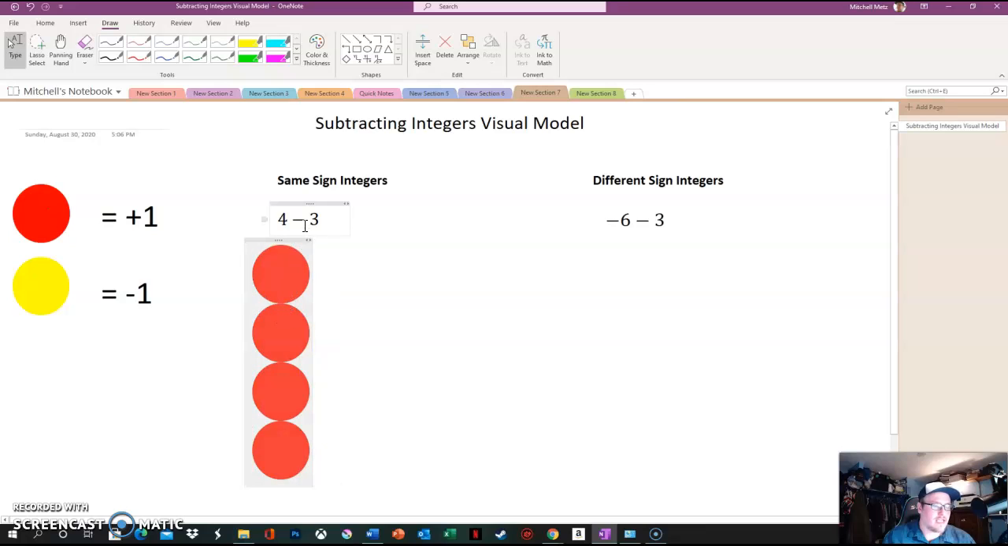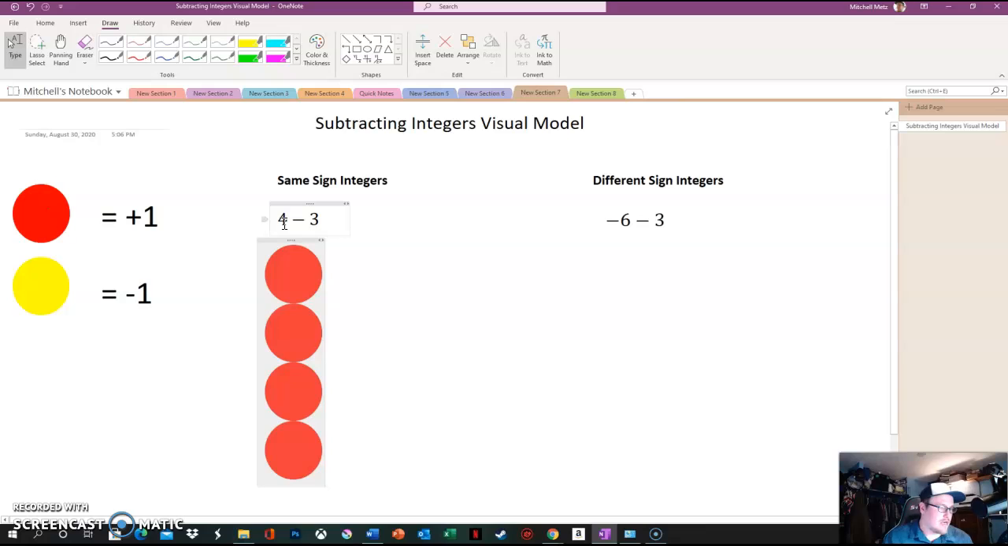So if you notice, this is the same as the last one, but instead of starting with yellow circles, I'm starting with red circles, because I start with my first number, which is a positive number. So now I'm going to cross out the amount that it's asking me to do. I'm taking away 3 of these red circles, so I'm going to cross them out. And all I'm left with is 1 red circle, so that's a positive 1. So 4 minus 3 is 1. So that's how we do same sign integers for this example.